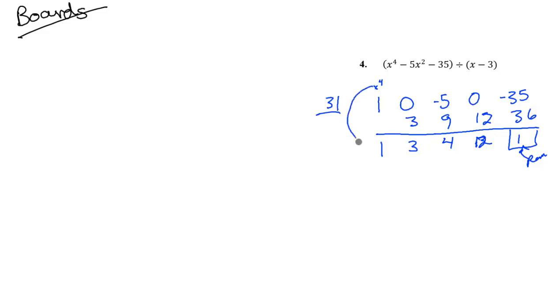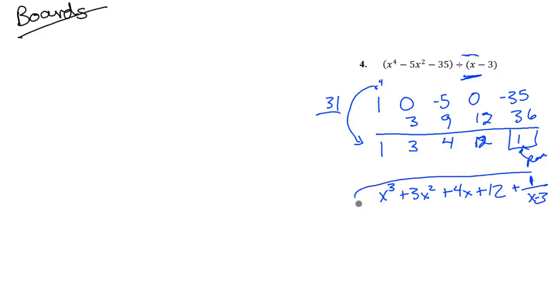This was x to the 4th, and we dropped it down a power, dividing it by x's all the time. So that is x cubed now. So the answer is x cubed plus 3x squared plus 4x plus 12, remainder positive 1. Now remember, the remainder goes over what you were dividing by, the x minus 3. And that should have been the exact same answer we got the time before. Good!